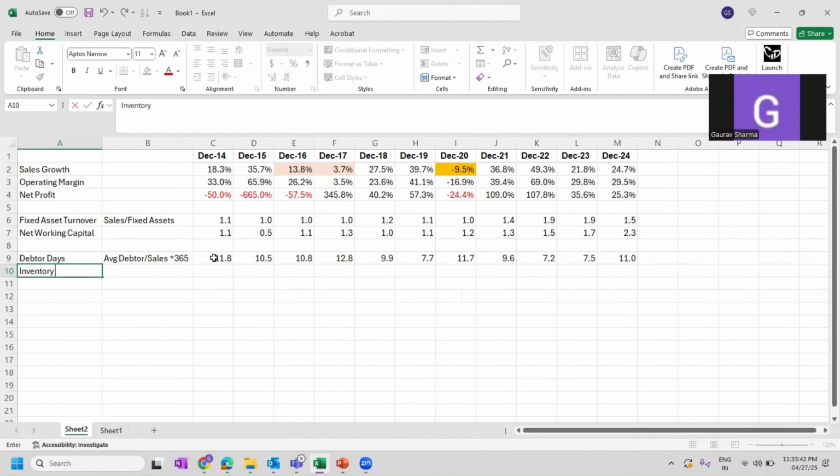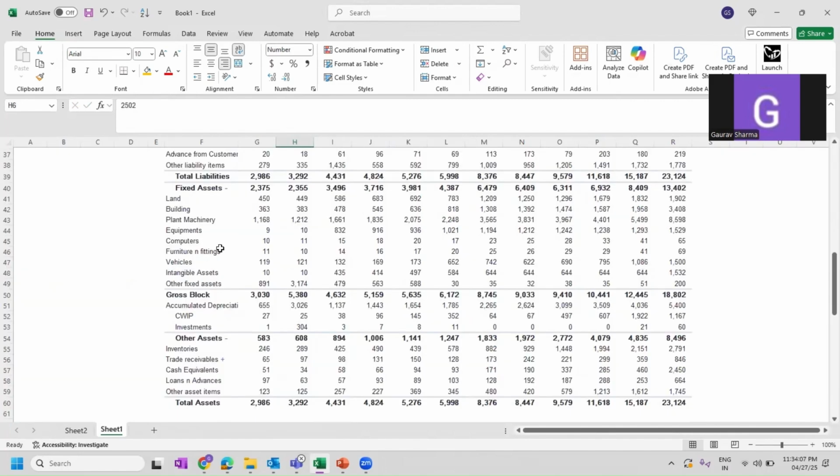On the same principle, we calculate something known as inventory days. So what is inventory days? Let's try and understand this. Inventory days is average inventory divided by sales into 365. So what does this denote? Basically, what is inventory? When you're showing inventory in your balance sheet, what does that denote? That denotes your unsold inventory, which is lying there, right?